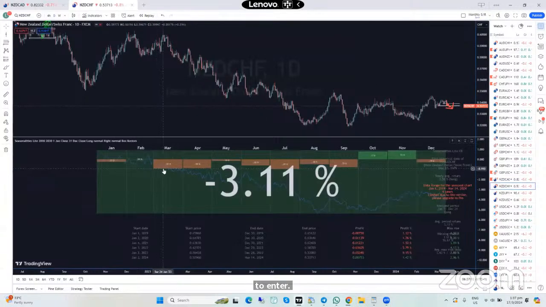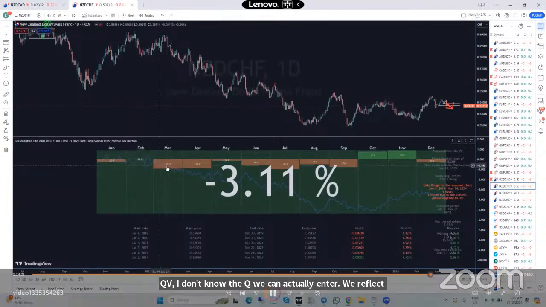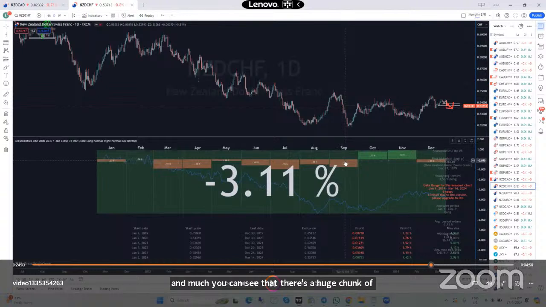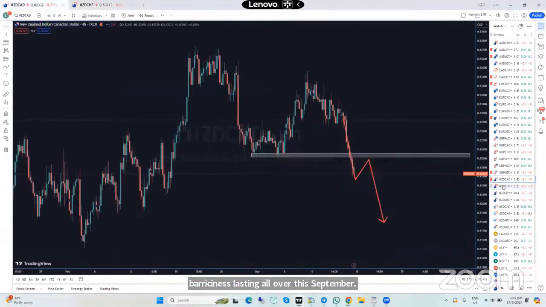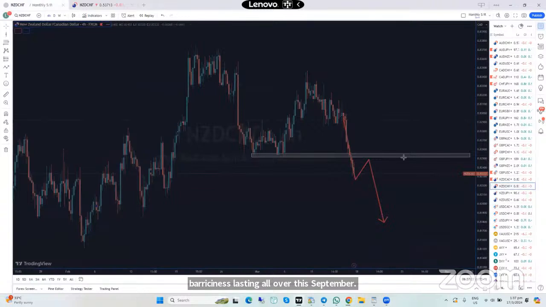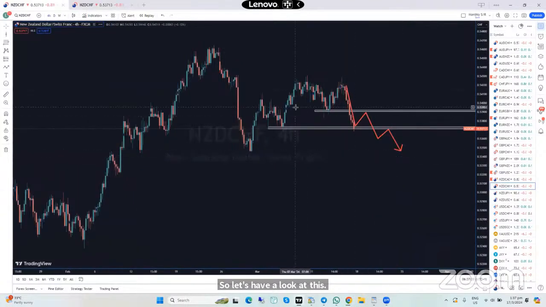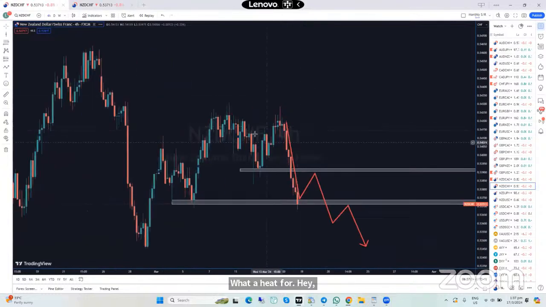Kiwi Swiss, I think all the Kiwi pairs we can actually enter. Pretty flat, and then March we can see that there's a huge chunk of bearishness lasting all the way to September. So let's have a look at this particular pair, Kiwi Swiss. For the H4, there you can see the bearishness.